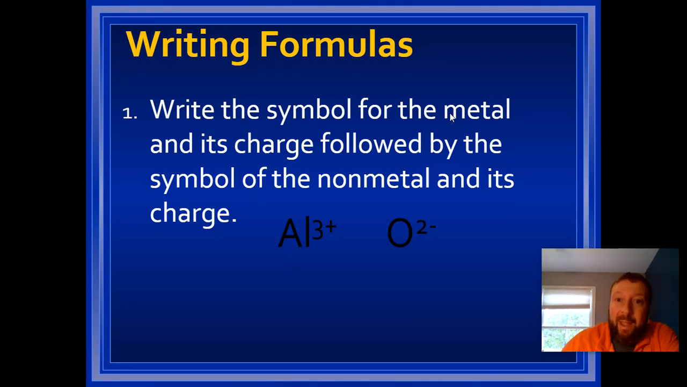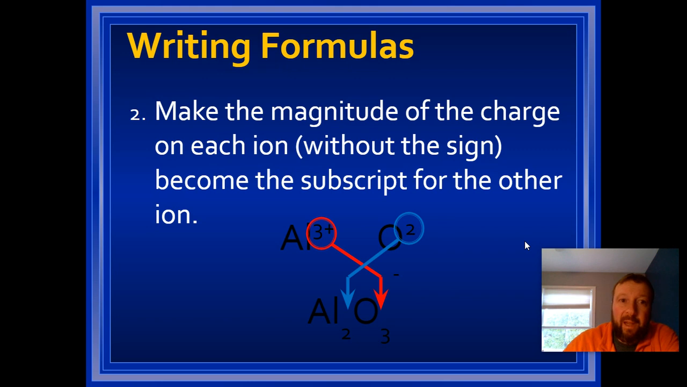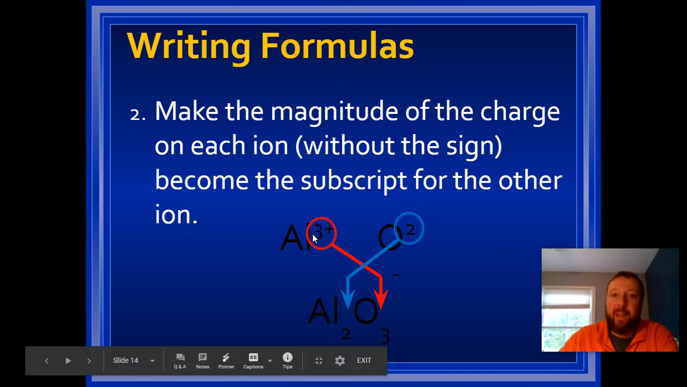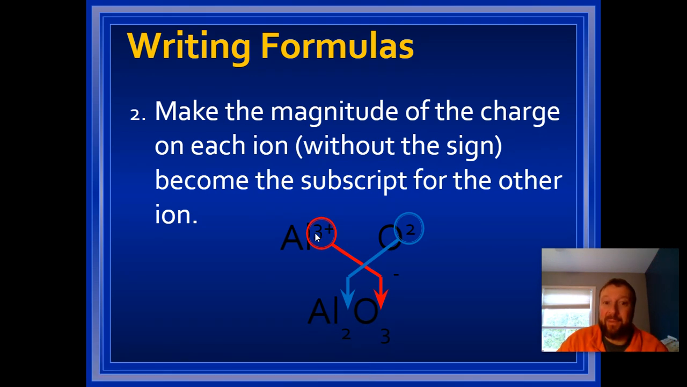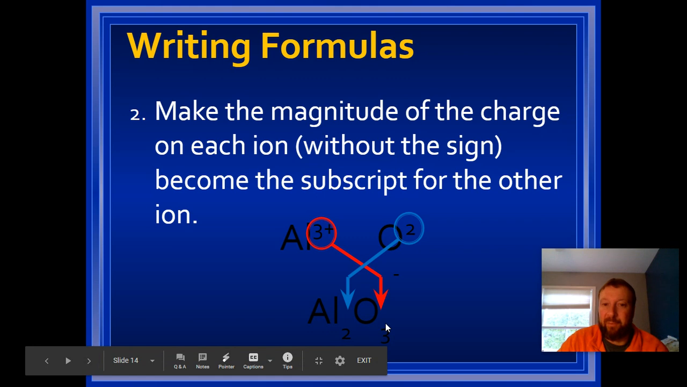So when we get the metal and its charge and the nonmetal with its charge, we simply write the symbol with the charge. After we get that, we find the magnitude, which is just the number of the charge on each one without the sign. A lot of people make the mistake of adding the signs right now. Now, each magnitude becomes the subscript for the other one.